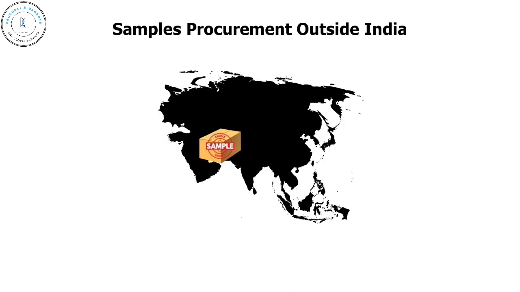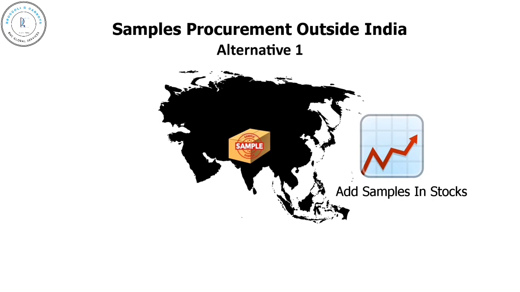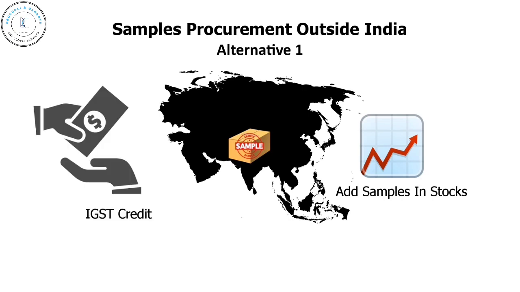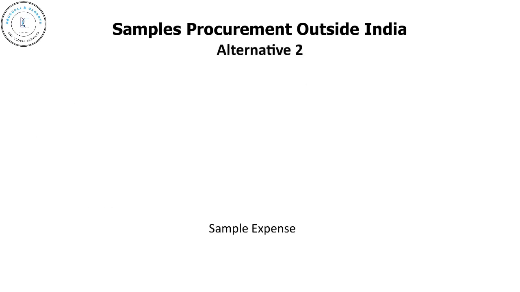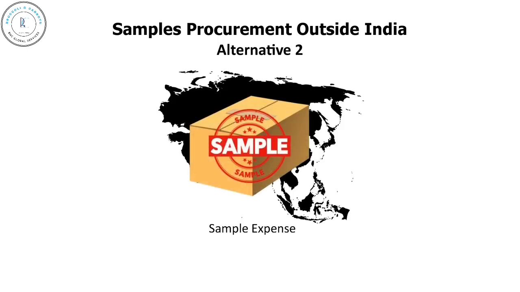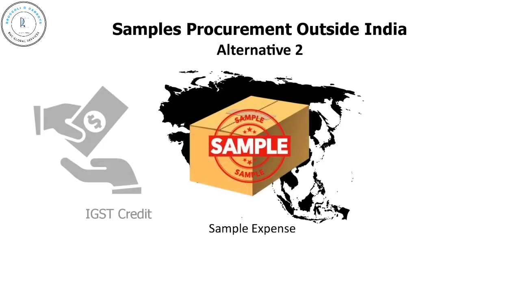If samples are procured from outside India, that is import, then treatment will be: Alternative 1. Add in sample stock. Take credit of IGST paid on import. Alternative 2. Book expense as sample expense. Take credit of IGST paid on import.